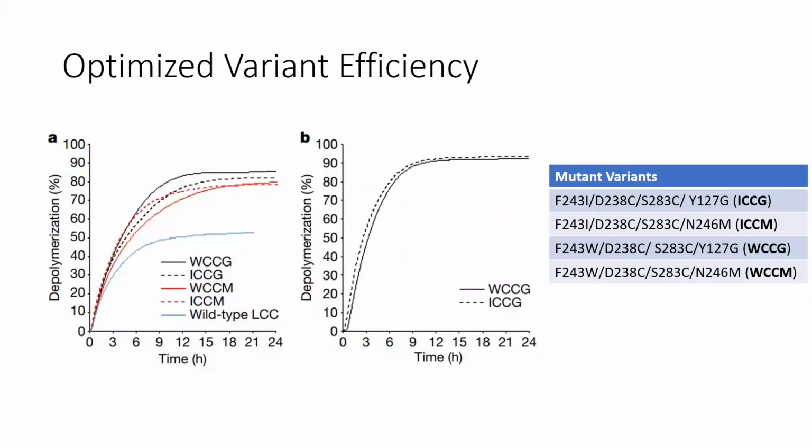Ultimately, these 4 quadruple variants retained specific activity that was similar to or higher than that of wild-type LCC, with improved melting temperatures ranging from plus 9.3 to plus 13.4 degrees Celsius. So part A of this figure depicts 1 milligram of LCC per gram of PET, where the optimal conditions are shown in part B of 3 milligrams of LCC per gram of PET and an achieved efficiency of 90% depolymerization.